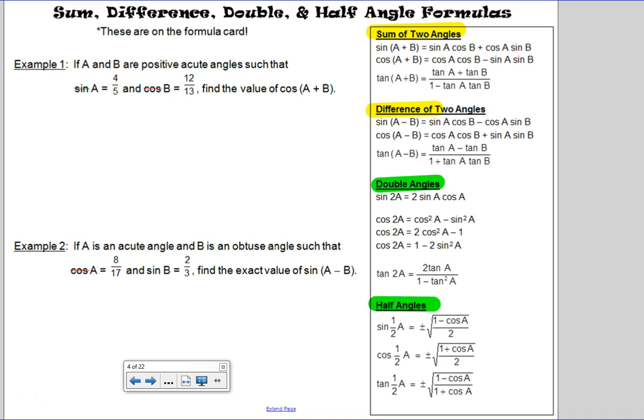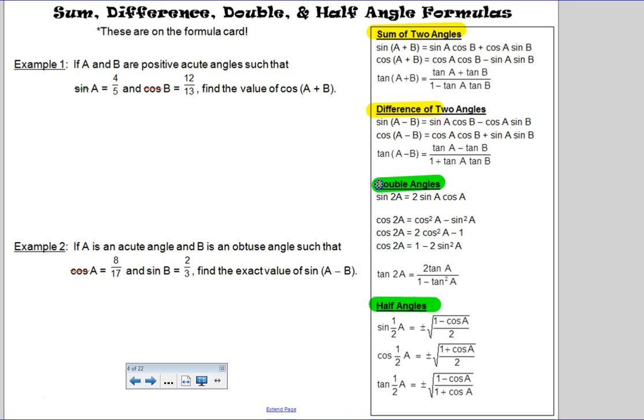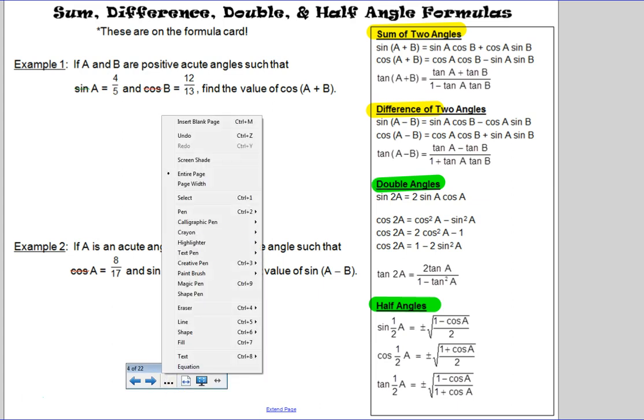All right, so for example 1, if A and B are positive acute angles, so we're talking about two totally different angles, doesn't even have to be in the same triangle, that sine of A is equal to 4/5 and cosine of B is equal to 12/13, find the value of cosine A plus B.